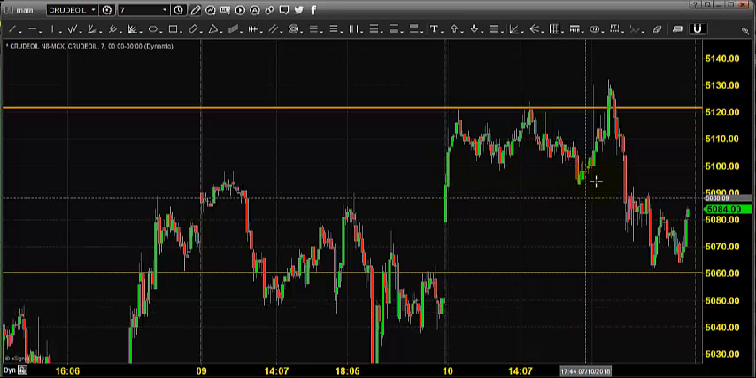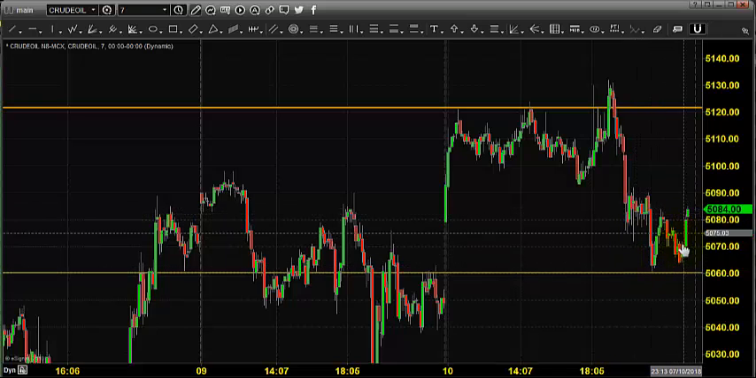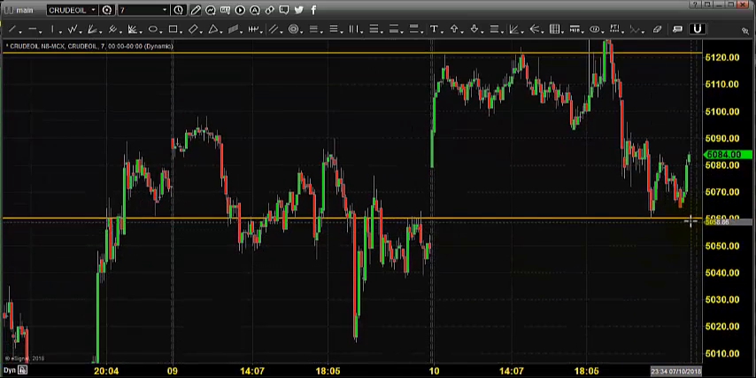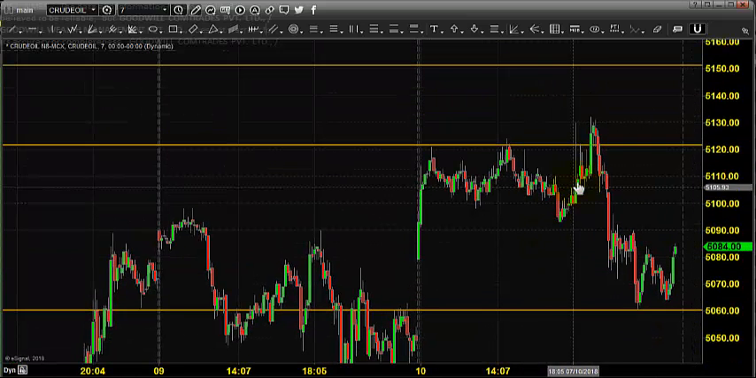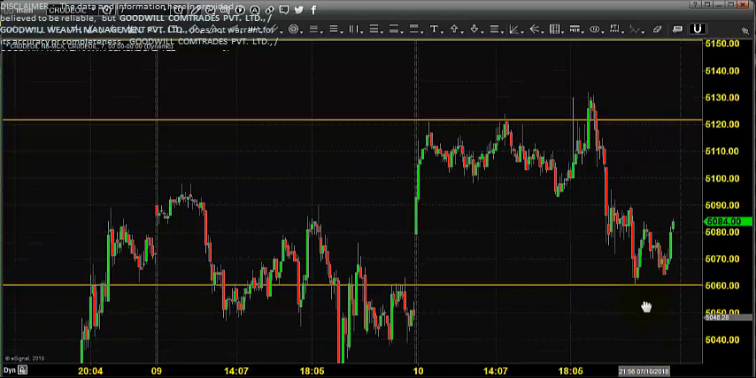Right after the opening, the price tried to clear 5120. It went up near 5130, but found resistance, again came down till 5060, closed near 5084. Today it's expected to open somewhere below 5060. So that's the key area. Again, the price is really struggling to move above 5120.